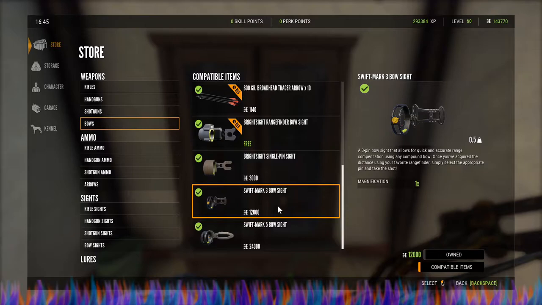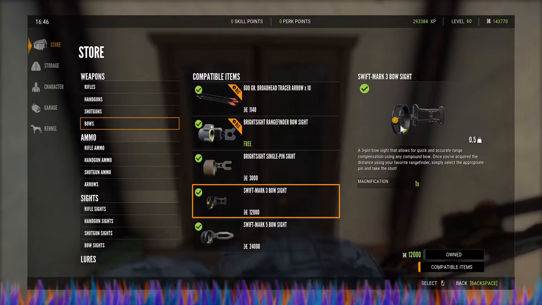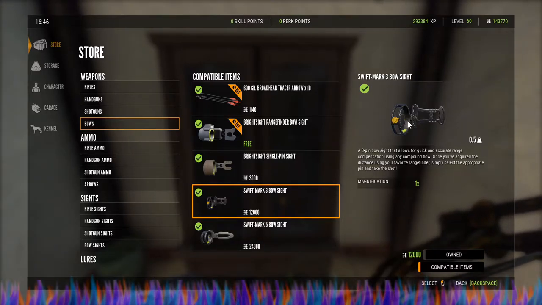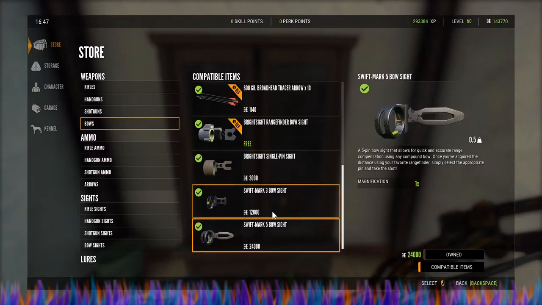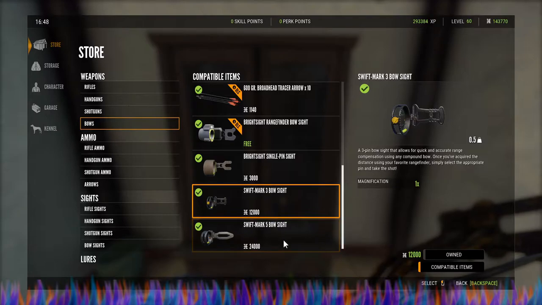Then the Swift Mark 3 pin bow sight also comes in at 0.5 units of weight and is 12,000 credits. This is a lot like the 5 pin, with the 3 pins representing the zeroing, 40 yards plus the zeroing if you aim with the bottom pin. I wouldn't bother at all with the top pin. Unless you're 40 yards zeroed off of it, you're not really going to want to use that. And that was going to come in at 12,000 credits if I didn't say it.